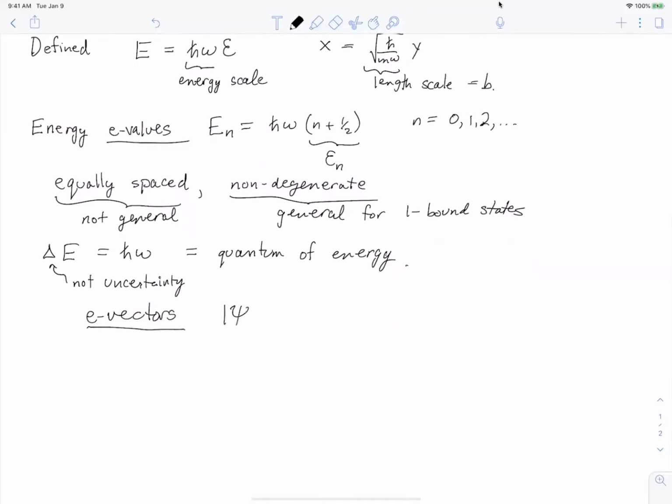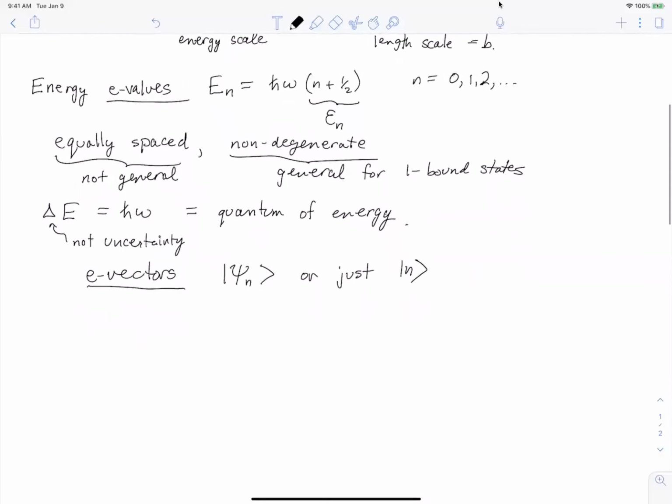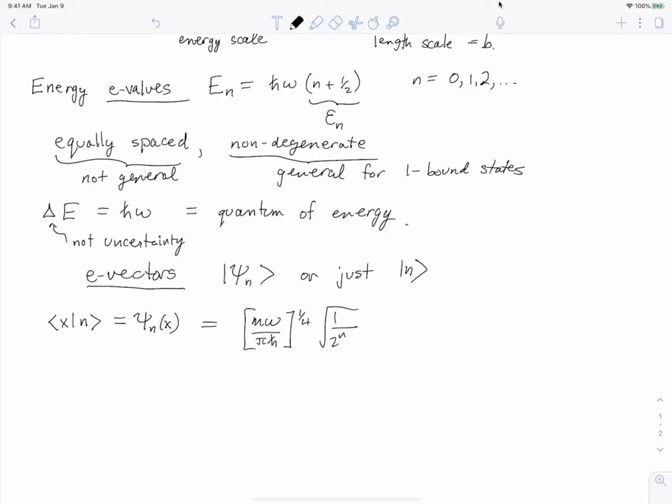we could call psi with a label n to tell us which integer we're talking about, or we should just use the common notation from now on, where we just label the kets by n. So those are the kets. The wave functions are defined then to look like this. So we can either call them psi n of x or x inner product n, and that's equal to, we found, m omega over pi h bar to the 1/4, square root of 1 over 2 to the n factorial. This is all to make it normalize to 1.